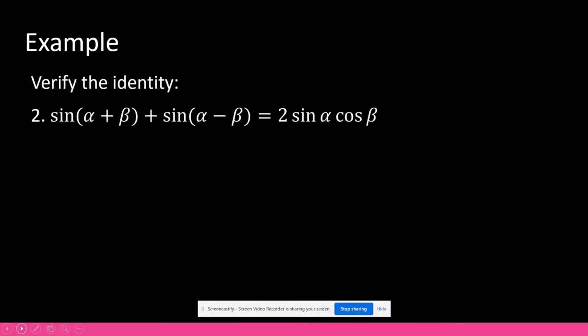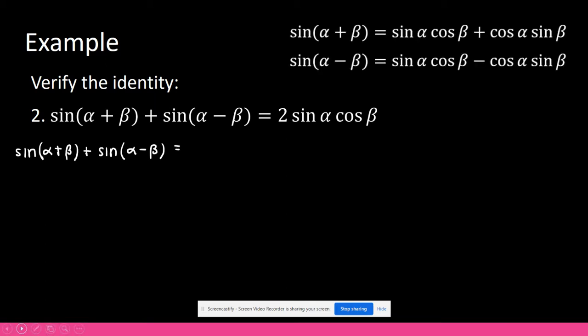Let's look at verifying. So if it wants us to verify this identity, that sine of alpha plus beta plus sine of alpha minus beta equals 2 times sine of alpha times cosine of beta. Remember, we have to pick the more complicated side. And so for me, that is going to be the left side. Notice that on the left side, we have both the sum as well as the difference formulas for sine. So if we remember, it's these formulas right here. So I'm going to substitute in each of those.